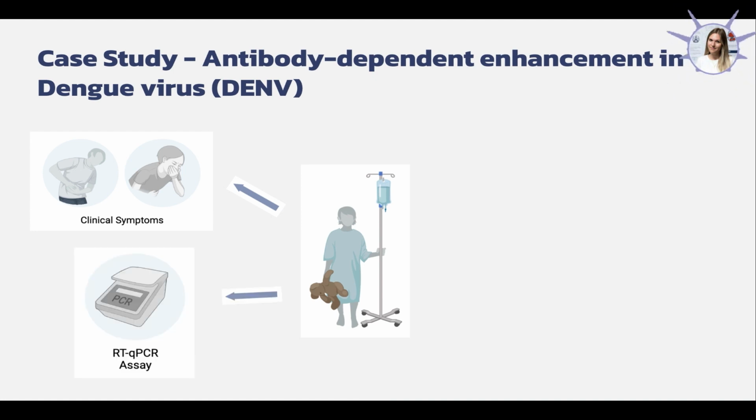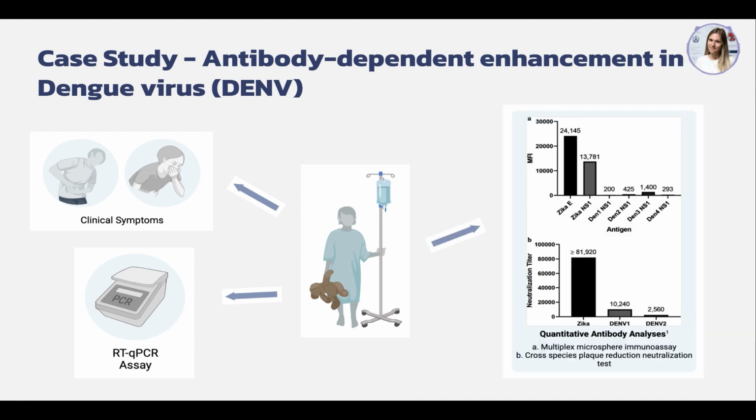An RT-PCR assay was performed and detected dengue virus in her serum, cerebrospinal fluid, and in various organs, including the heart, lungs, and spleen. An immunoassay found high antibody levels for Zika virus components, yet lacked detectable antibodies to dengue virus proteins, suggesting that only a previous Zika infection had occurred.